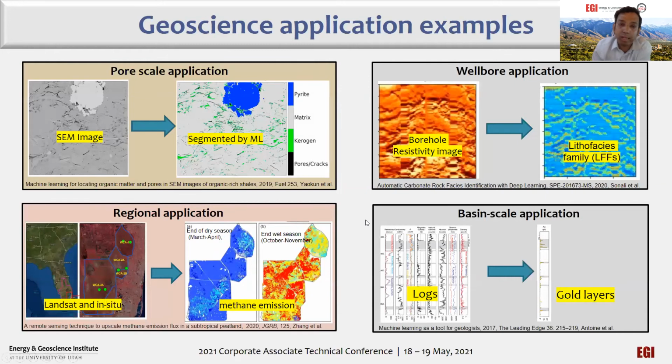We can apply machine learning for other geoscience applications. Here are a few examples. The first one is segmentation of SEM images to get kerogen, pore content, and pore cracks. We can also model spatiotemporal methane emissions for future prediction. We can identify lithofacies from borehole images. We can also predict mineral deposits, like critical minerals or rare earth minerals, from wellbore logs or wireline logs.